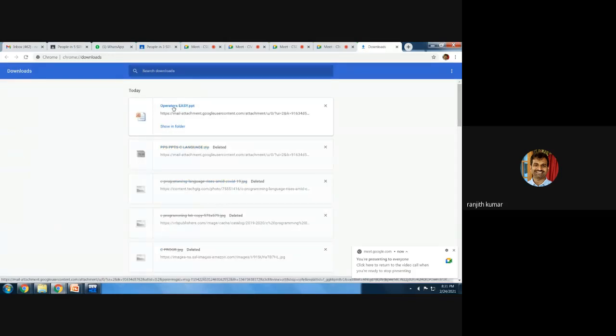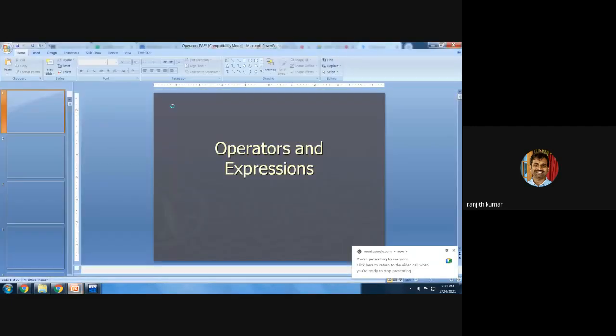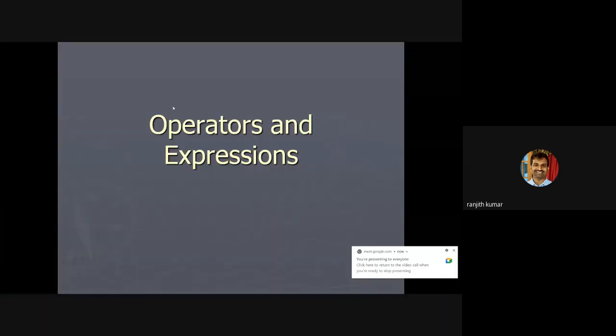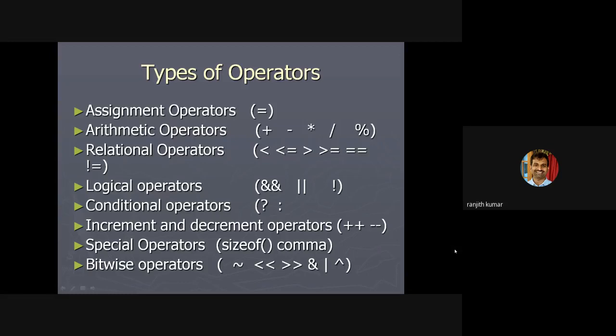So what do you mean by operator here? An operator is a symbol which will perform a particular task. Now let me show you how many types of operators you have. As we told yesterday, we have 8 types of operators: assignment operator, arithmetic operators, relational operators, logical operators, conditional operators, increment and decrement operators, special operators, and bitwise operators.